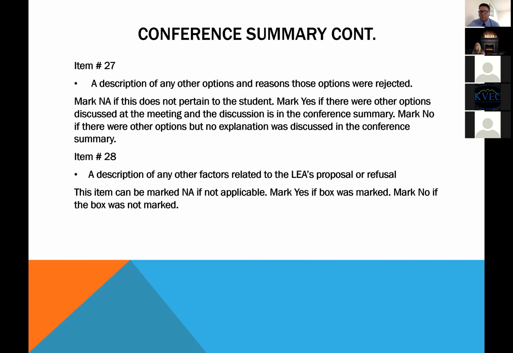Item 27, a description of any other options and reasons those options were rejected. So we're going to mark NA if this does not pertain to the student. You're going to mark yes if there were other options discussed at the meeting and the discussion is in the conference summary. Those that were here yesterday with Teresa, remember what she said. If we're going to talk about something other than the purpose, we have to address that, and we have to mark that in the conference summary. We have to address it. Mark no if there were other options, but no explanation was discussed in the conference summary.